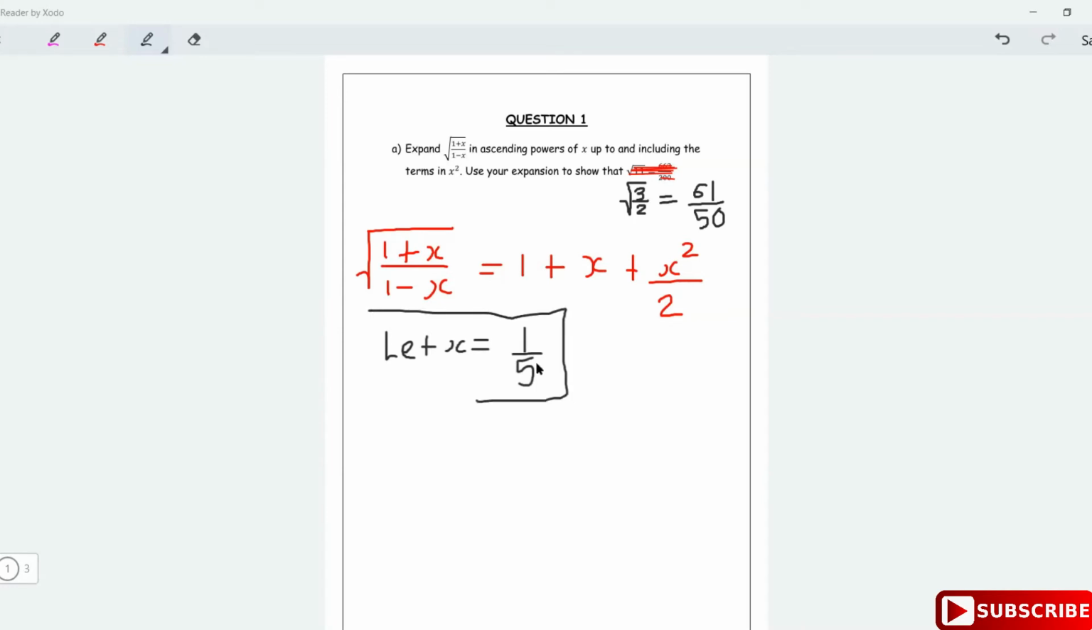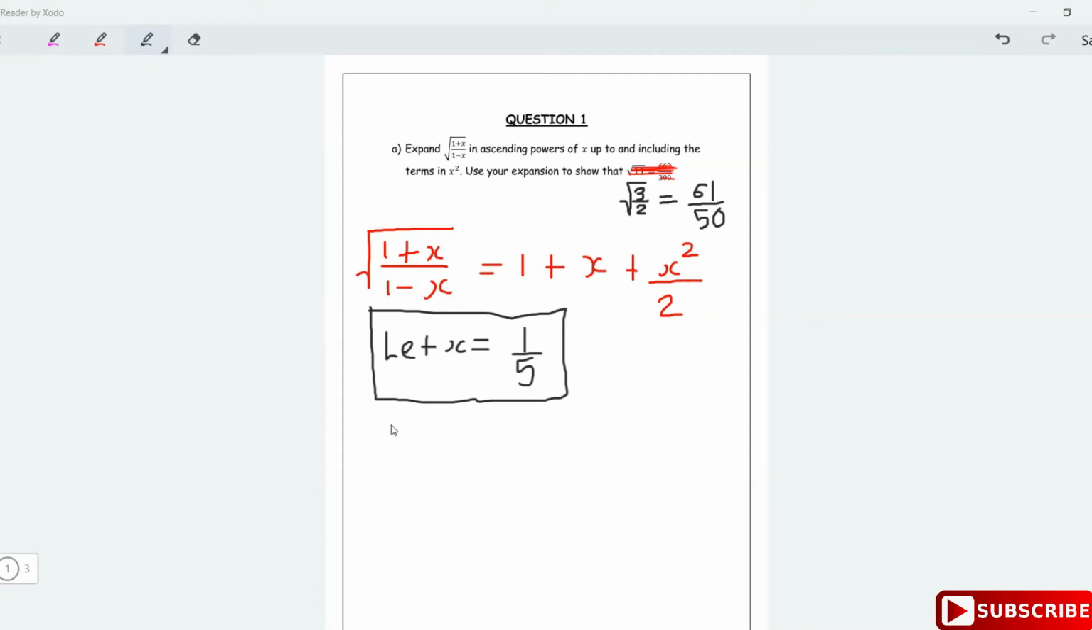So if I let x equal 1 over 5, then 1 plus 1 over 5 is 6 over 5, because I am seeing 6 over 4 if I put x as 1 over 5. So the more you practice, the more you see it. So look at this. We put x as 1 over 5.